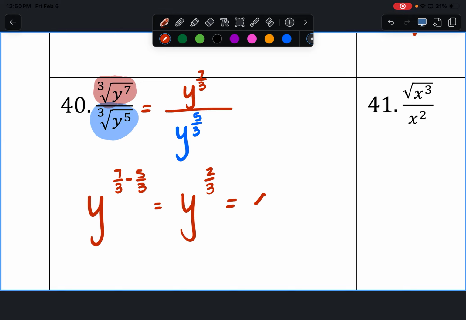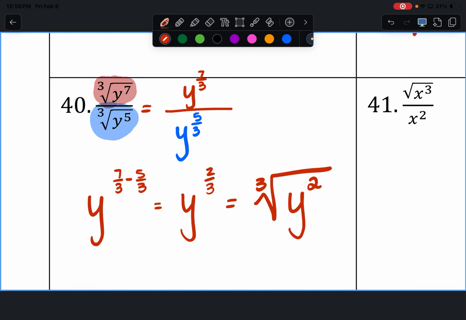And then can I write that as a radical? Yes. What is the base of that radical? What's the power? What's the root? Can I simplify it? There we go. Because 3 can't go into 2. All right. There we go. That is our review.